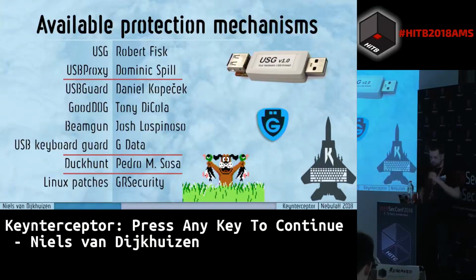Good Dog is a non-mass storage USB class protector on Windows, and then there's Beamgun, which also blocks rogue USB network adapters and HIDs, but it doesn't work in all cases. Finally, we have the USB keyboard guard that warns you when a new HID is connected. It will block all keystrokes until you click the button.